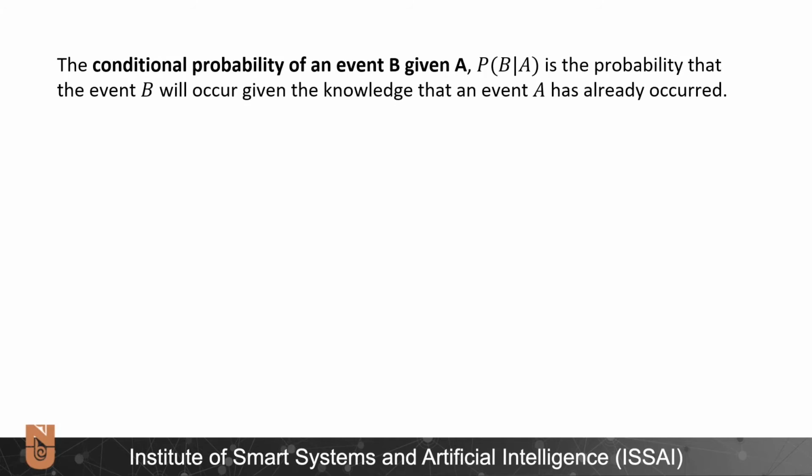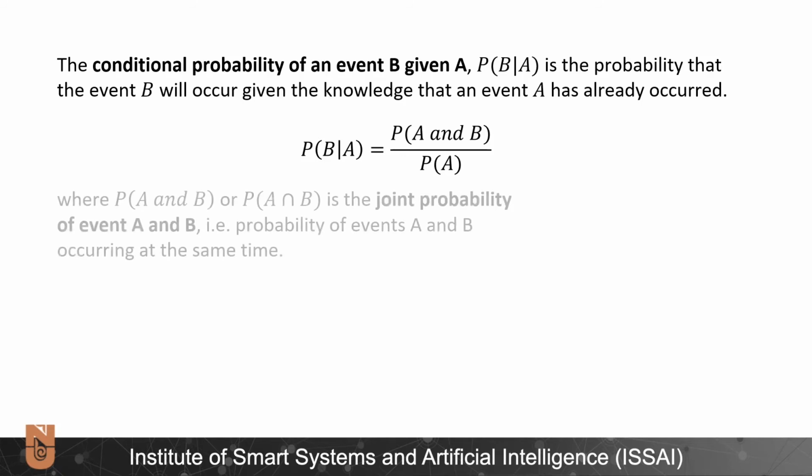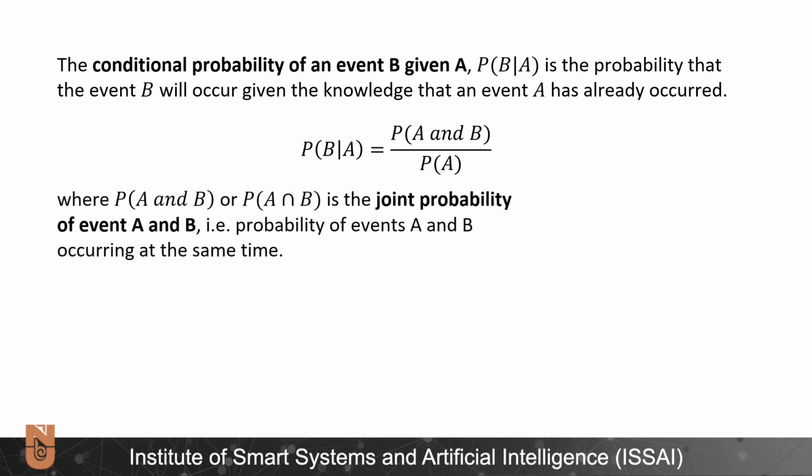The conditional probability of event B given A is the probability that the event B will occur given the knowledge that the event A has already occurred. And probability of B given A is equal to probability of A and B divided by probability of A, where probability of A and B, or probability of A intersection B, is the joint probability of events A and B, that is, the probability of events A and B occurring at the same time.